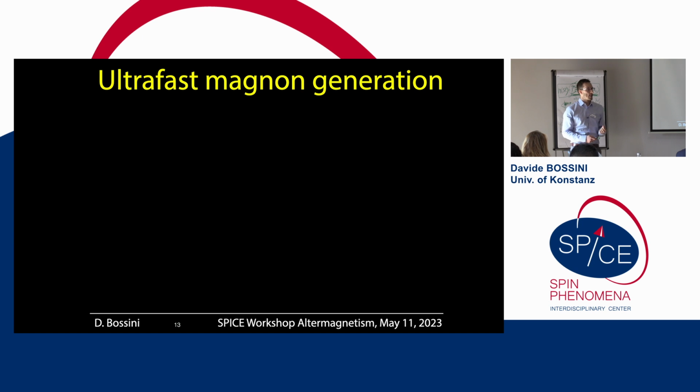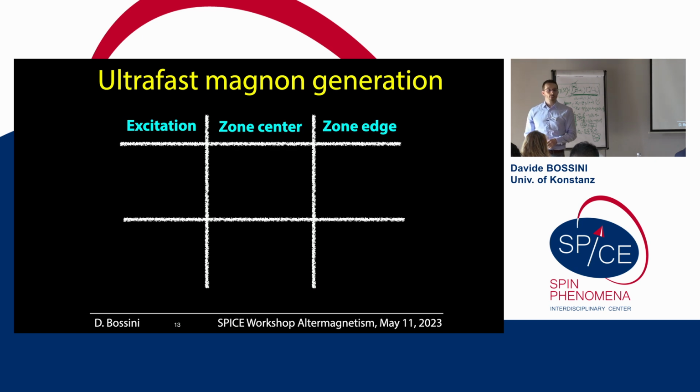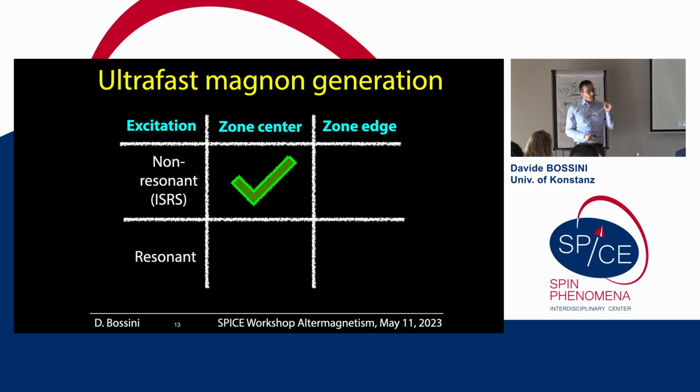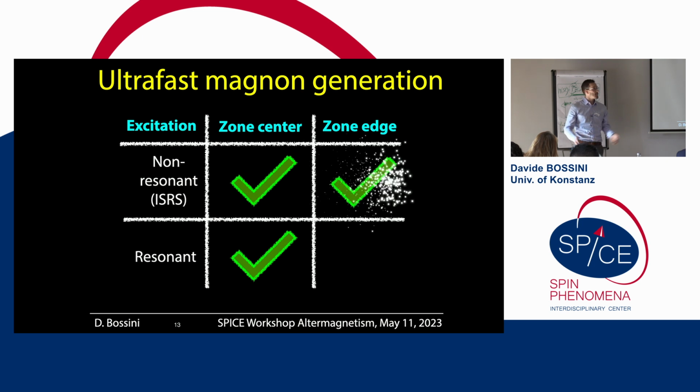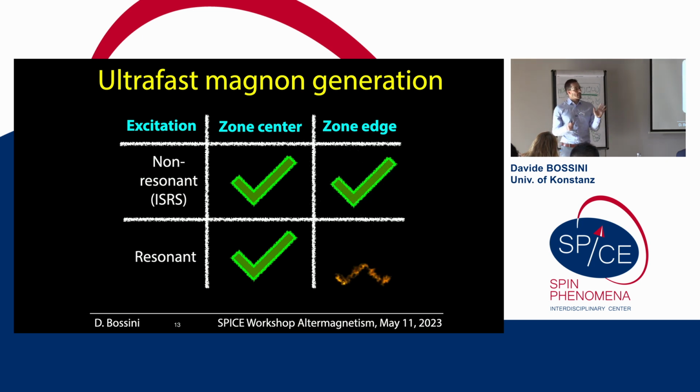What I wanted to tell you with this very brief, highly incomplete and strongly biased introduction is that there are several ways to kick magnons on fundamental timescales in a dielectric material, so in a coherent way. Resonant and non-resonant mechanisms. They both work like a beauty in the center of the Brillouin zone. ISRS can be pushed even to the zone edges. What is missing in the literature is a resonant pumping of zone edge magnons.